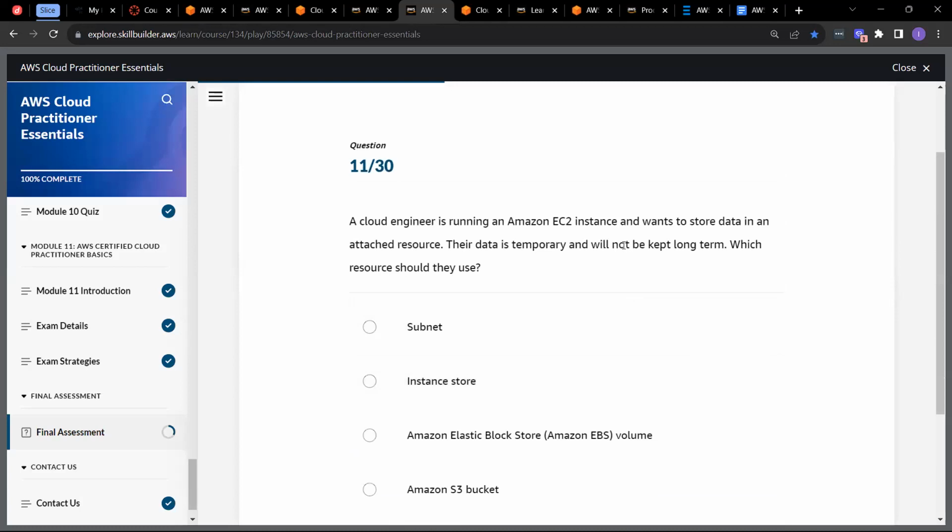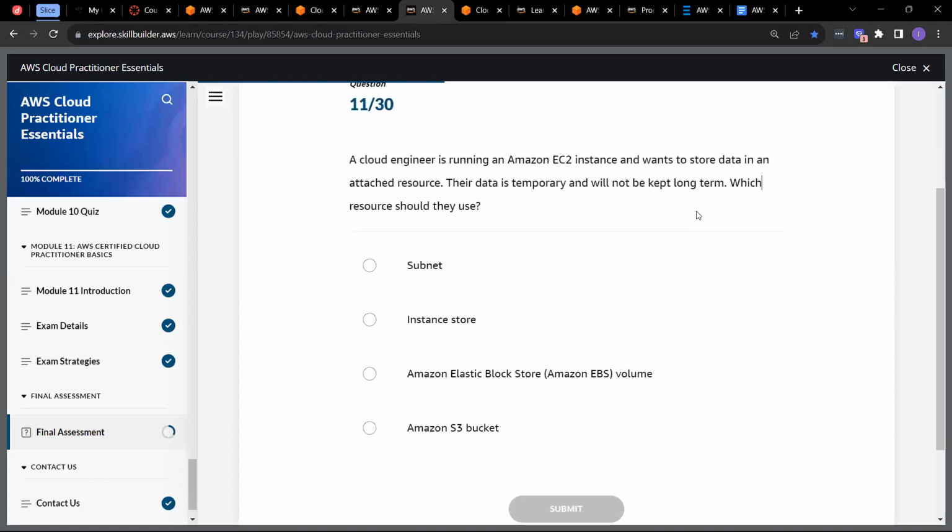So 11. A cloud engineer is running an Amazon EC2 instance and wants to store data in an attached resource. Now, their data is temporary and will not be kept long term. Which resource should they use? So it's an EC2 instance, store data, attached resource, and then temporary. Right. Instance store. Great.